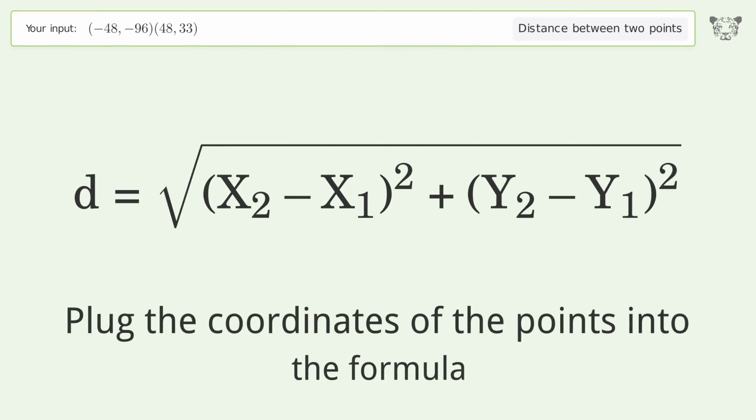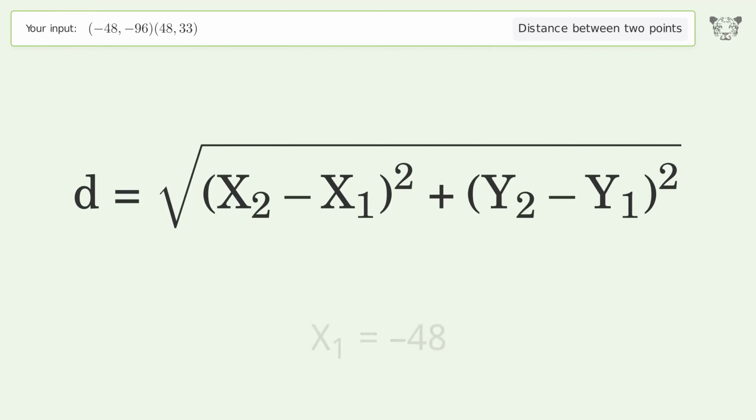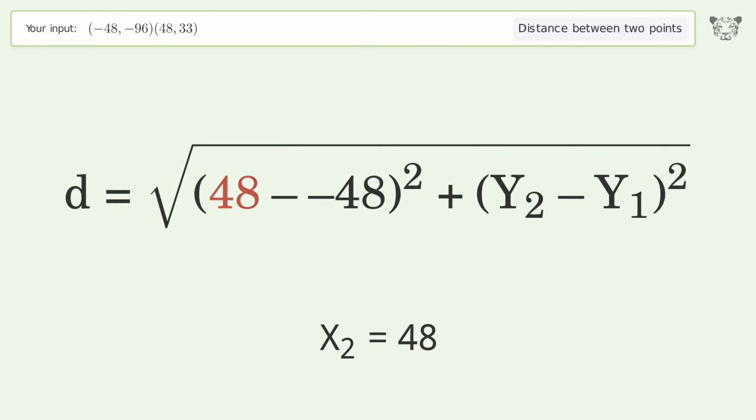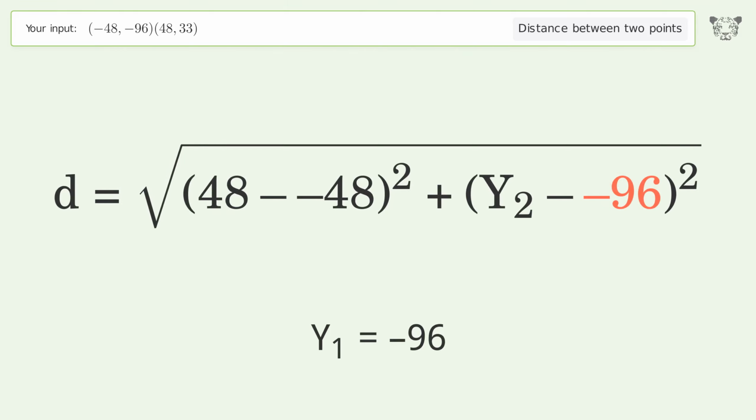Plug the coordinates of the points into the formula. x1 equals -48. x2 equals 48. y1 equals -96. y2 equals 33.